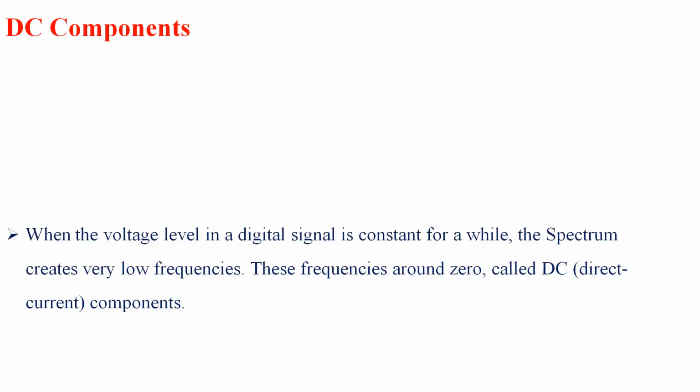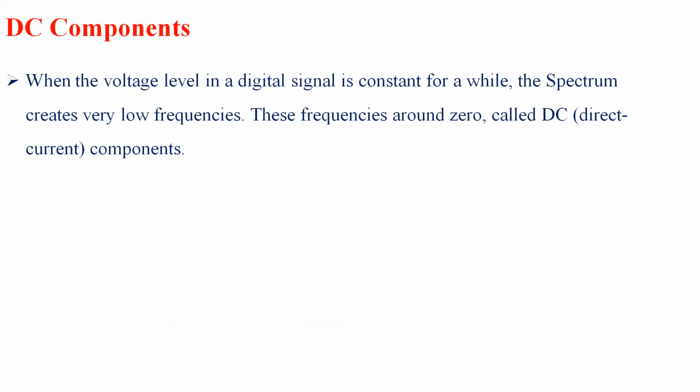The next is DC components, or direct current components. When the voltage level in a digital signal is constant for a while, for a particular span of time, the spectrum creates very low frequencies. These frequencies around zero are called the direct current component.